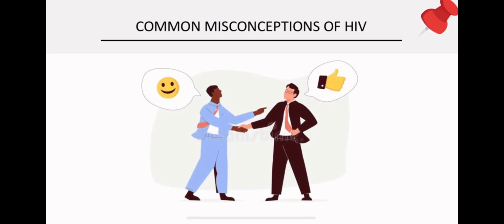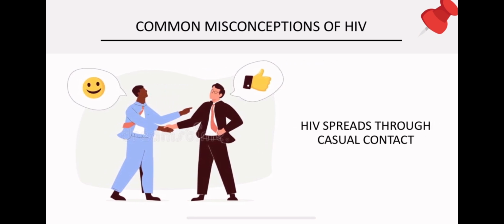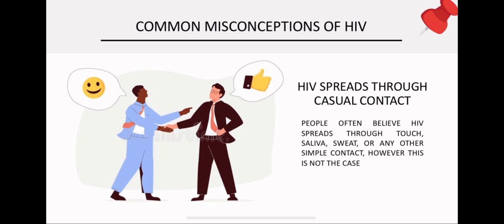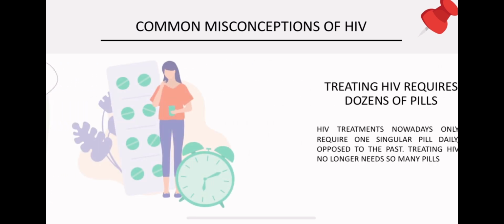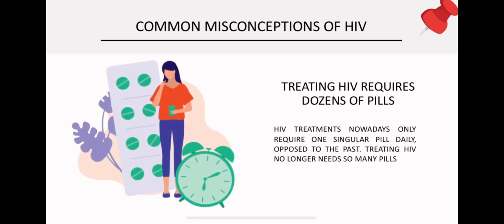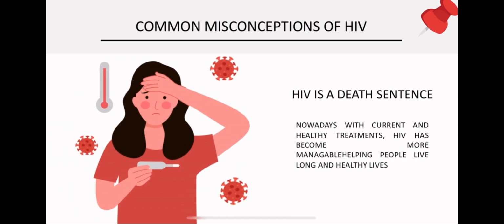Common misconceptions of HIV. HIV spreads through casual contact. People often believe HIV spreads through touch, saliva, sweat, or any other simple contact. However, this is not the case. Treating HIV requires dozens of pills. HIV treatments nowadays only require one single pill daily, as opposed to the past. Treating HIV no longer needs so many pills.